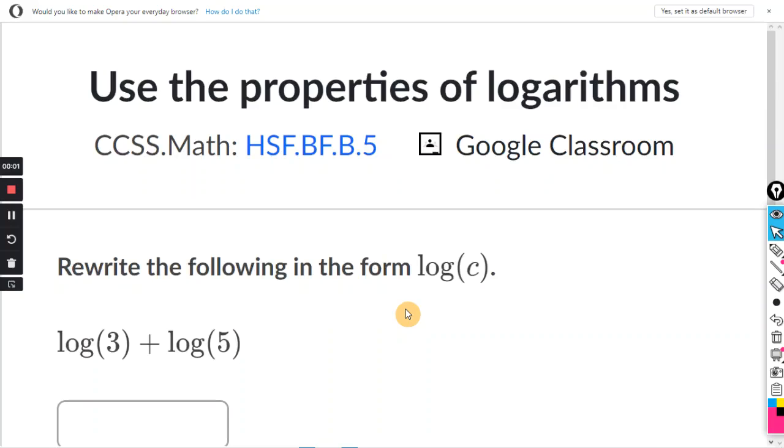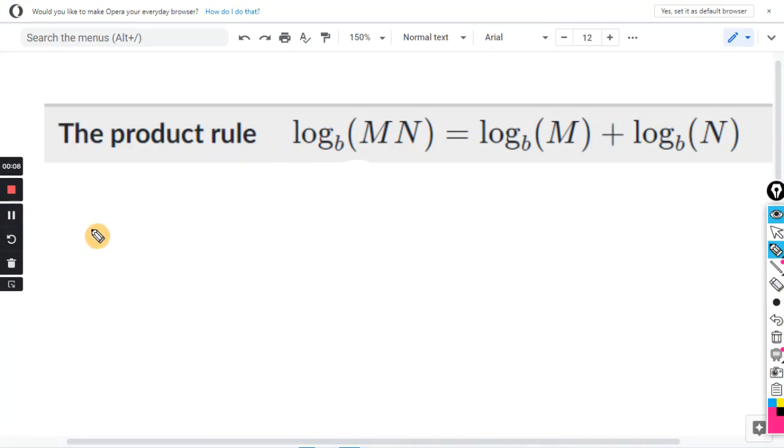This will be for the exercise. Use the properties of logarithms. So the first rule we have to know is the product rule. Okay, so it is the log of m times n equals the log of m plus the log of n.